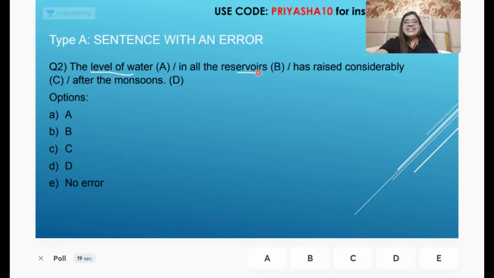Until then, the ones who gave C as the answer, just have a look. It's not always that "has" is a problem. As I told you, it depends upon the level of water. The level of water is my subject, and the level of water is a cumulative thing. Here comes the leaderboard.